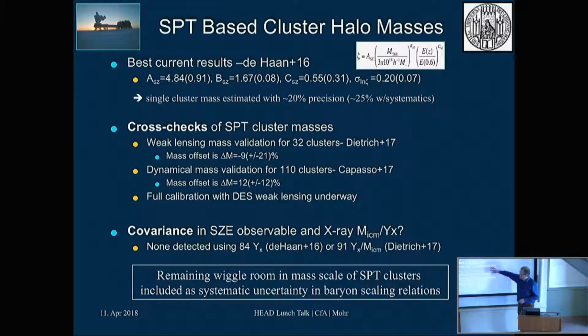Good. The other thing is covariance between the SZ observable and the X-ray ICM, which is the particular thing that we're interested in today. I can just say in this analysis we ignore that. We can ignore it because in these two previous publications we've looked for that covariance and we haven't proven that it's not there, but we know that it's weak enough that we can't detect it in a sample of about 90 clusters. Okay? Good. And the remaining wiggle room in the mass scale of the SPT clusters is then included as a systematic uncertainty in these baryon scaling relations.